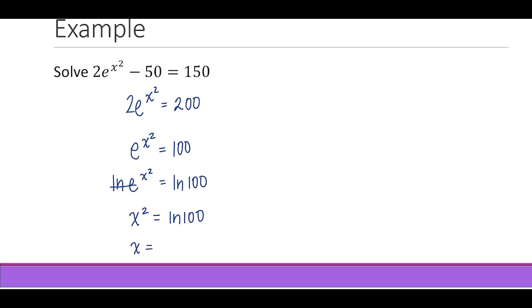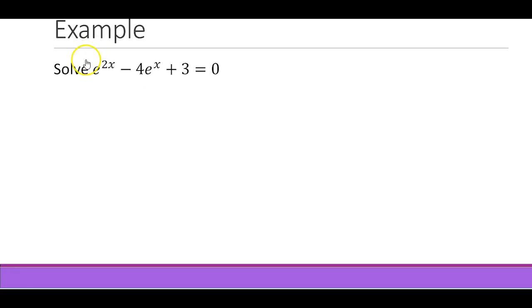So x is equal to plus or minus the square root of the natural log of 100. And there are no domain restrictions, so both of these are my answer, plus or minus the square root of ln of 100. And we can't take the square root of 100. So this is all one quantity that I'm taking the square root of.